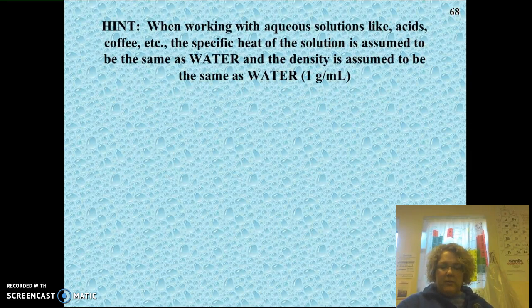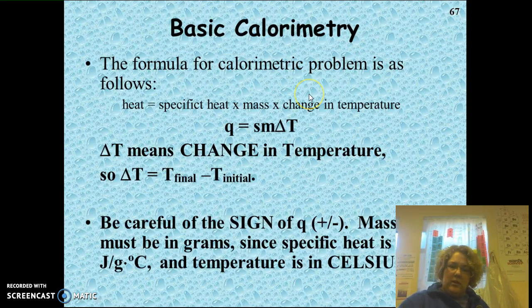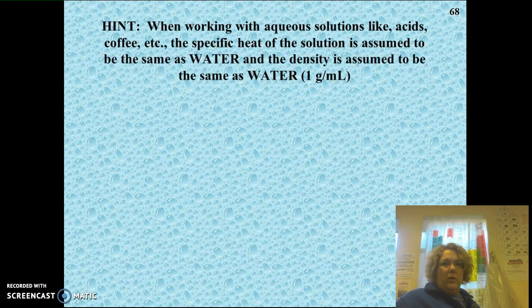Alright, so now sometimes you're going to be doing a calorimetry problem that doesn't involve just water or just a chunk of metal. You could be working with solutions like a cup of coffee or an acid solution. When that's the case, we assume the specific heat of the solution is the exact same as water, because whether it's coffee, soda, stomach acid, Windex, it's mainly water still. So we assume the specific heat is 4.18.